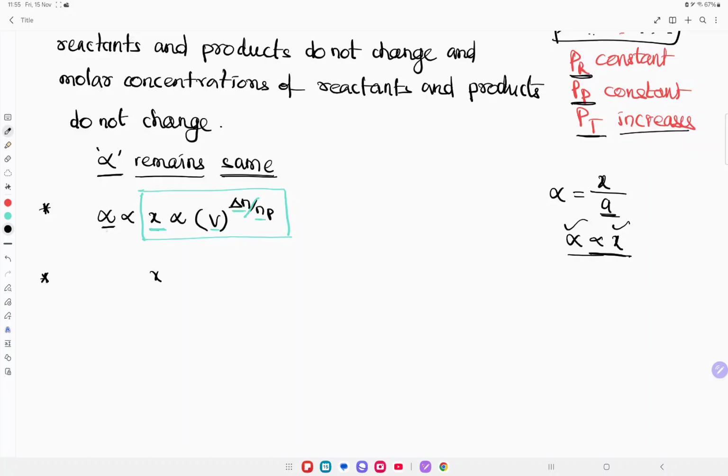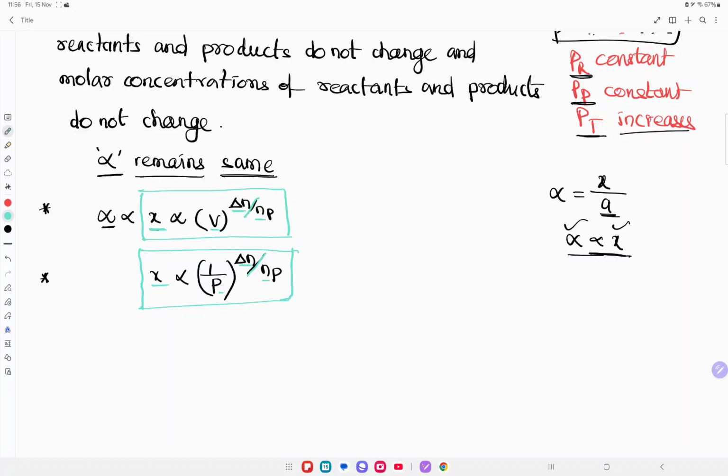Next, X or alpha is proportional to what? X is proportional to 1 by P power delta N by NP. What does it mean? The number of moles of reactant molecules dissociated is inversely proportional to pressure power delta N, the number of moles of gaseous product minus the number of moles of gaseous reactant, by only the number of moles of gaseous product.